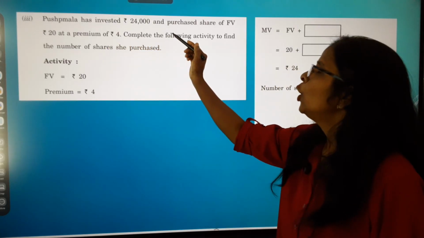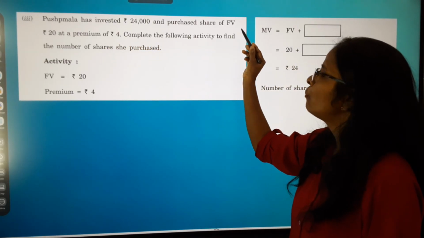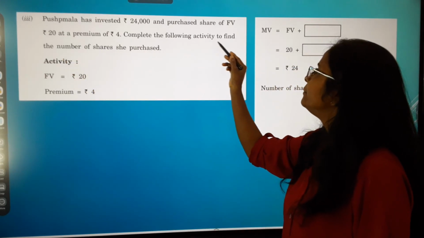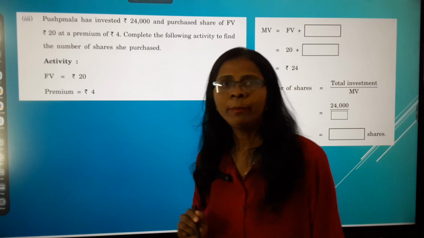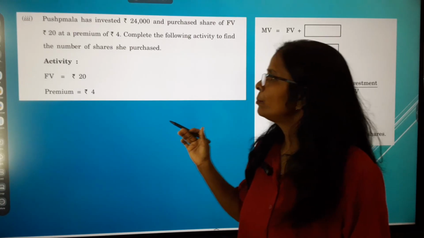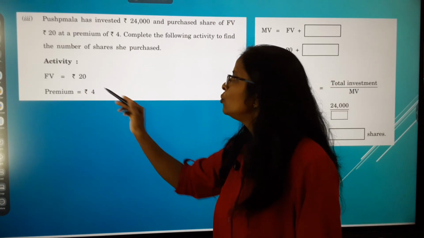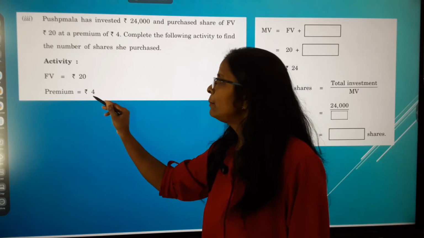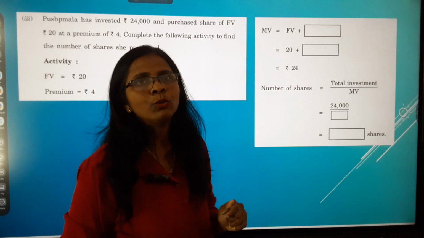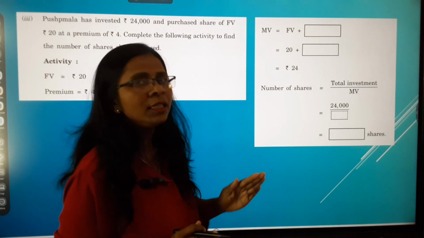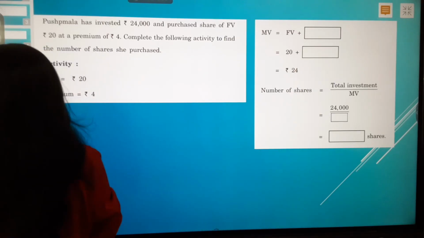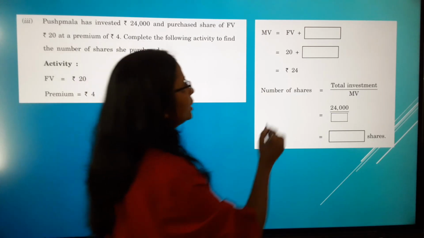Pushpamala has invested rupees 24,000 and purchased shares of FV rupees 20 at premium rupees 4. Complete the following activity to find the number of shares she purchased. Okay, so here students the activity based starting from here. FV means the face value, so FV is equal to rupees 20, premium is equal to rupees 4. Okay, so now here the market value is equal to FV plus the premium. Here you have to write plus the premium here.